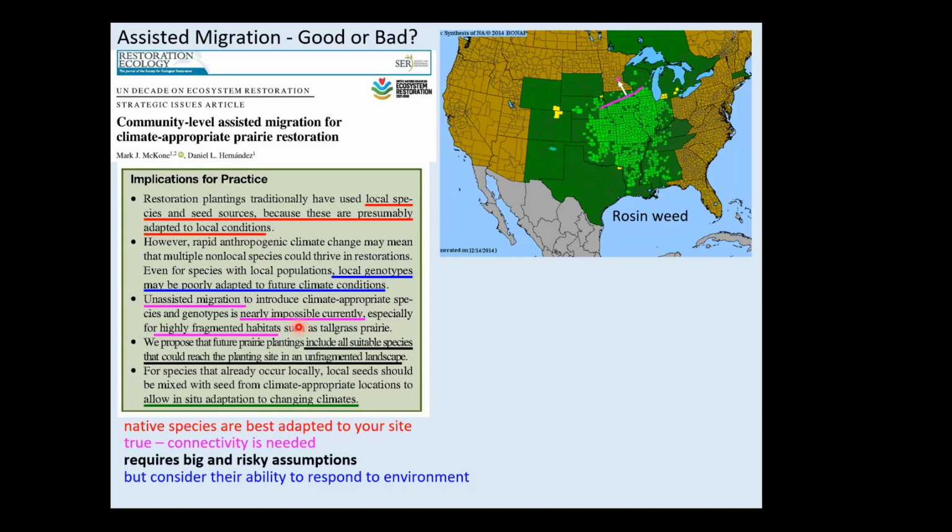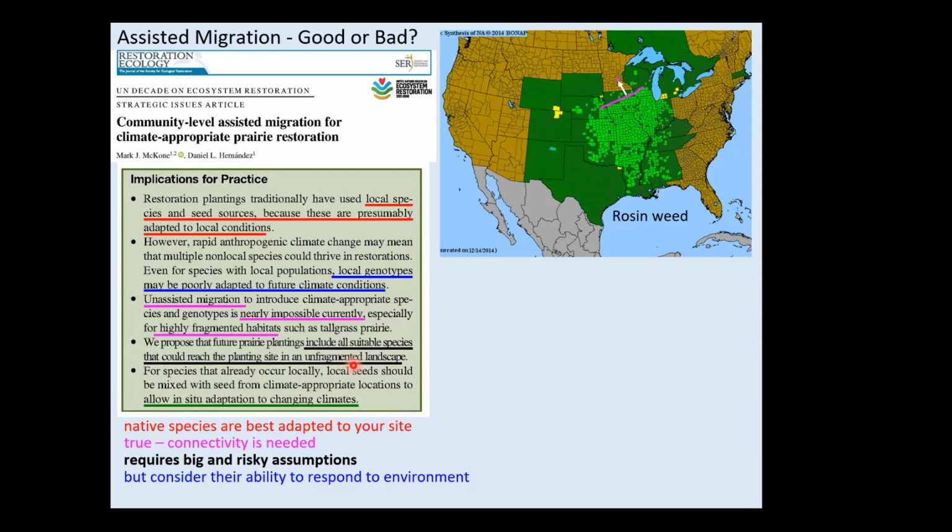The last thing they're saying is, what they propose to do for all future plantings is take what they've decided is a suitable species that could, again, they're playing Mother Nature here, reach the planting site in an unfragmented landscape. They're going to assume that if there were still vast acres of prairie, those species would get there on their own. Well, they didn't get there before on their own, probably because of something that limited them from growing further north. So let's not forget about that.